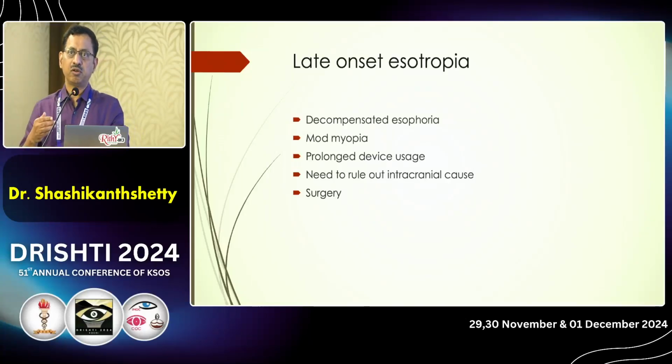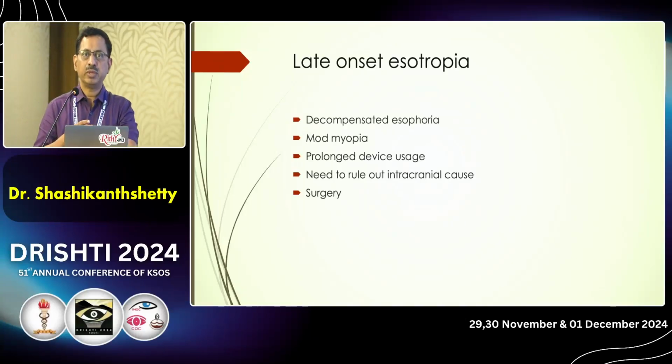We have seen a lot of cases of late onset esotropia recently, which could basically be a decompensated esophoria. So they might have a latent deviation that decompensated to esotropia, and it's also common in patients with moderate myopia. Prolonged device usage can also cause late onset esotropia. We image all these patients to rule out an intracranial cause, and then we need to do an early surgery to prevent suppression.